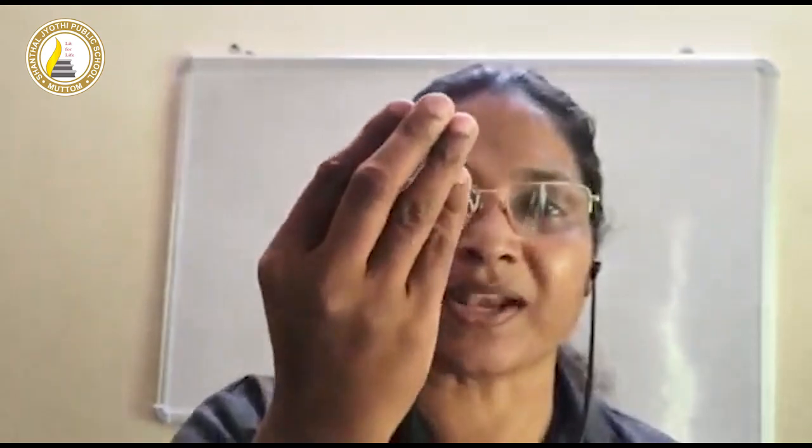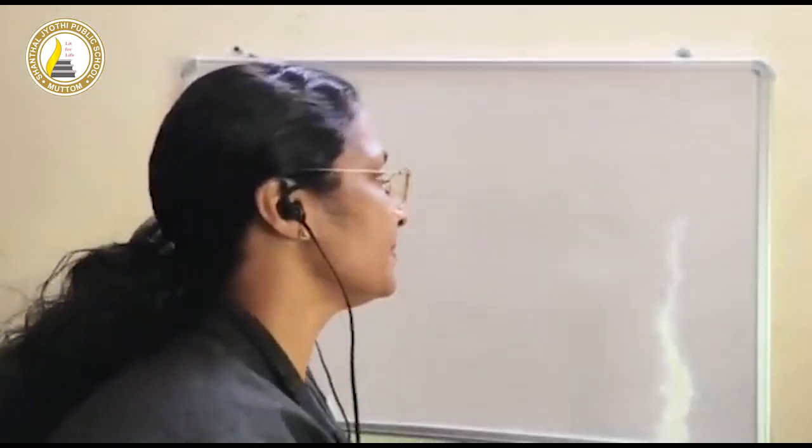If we are taking out a cone from this cylinder, what will be the shape of the remaining part? That is the important idea. If we are taking out a cone from this cylinder, what will be the shape of the remaining solid? See this figure.